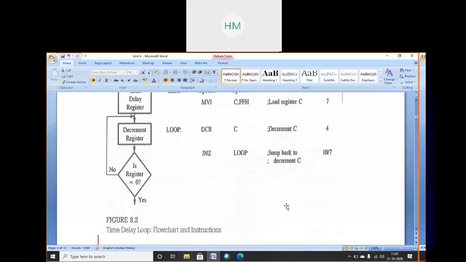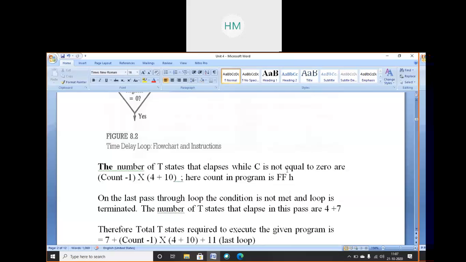So that is what I have mentioned here. When C is not equal to 0, jump if not zero, the condition is met. So it will require (4 plus 10) into count minus 1. How many times will the loop run? Count minus 1 times. You multiply the T states by that many times, so 14 into (count - 1). And on the last pass through the loop the condition is not met. The zero flag has become set, so I do not have to jump and the loop is terminated. The number of T states that elapse in this pass are 4 plus 7.